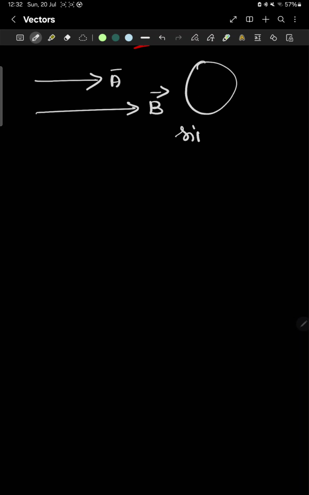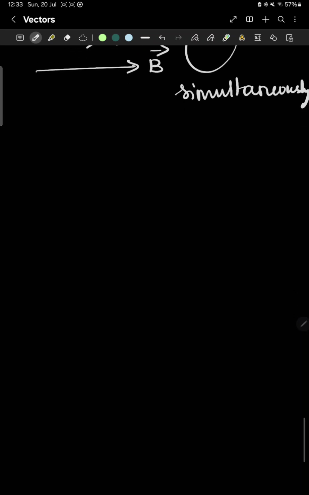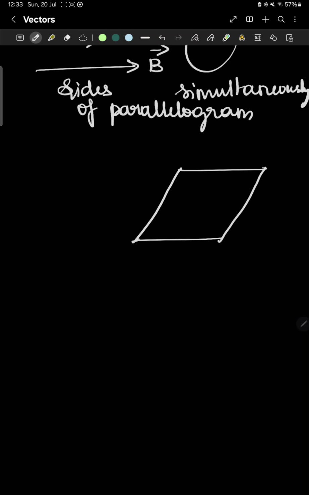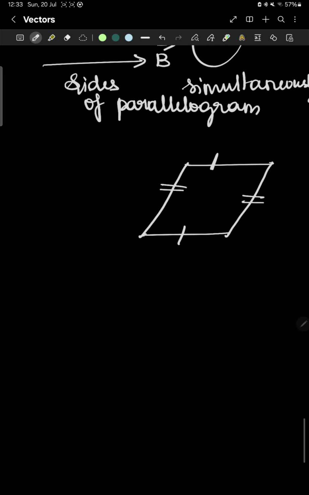Let us consider I am having two vectors, one the a vector and the other the b vector. We are going to add these two vectors. Let us consider these two vectors are acting simultaneously on an object, and let us make these two vectors the sides of the parallelogram. We know a parallelogram is a shape whose opposite sides are equal and parallel. So this side and that side will be parallel, and the left side and right side will be parallel.